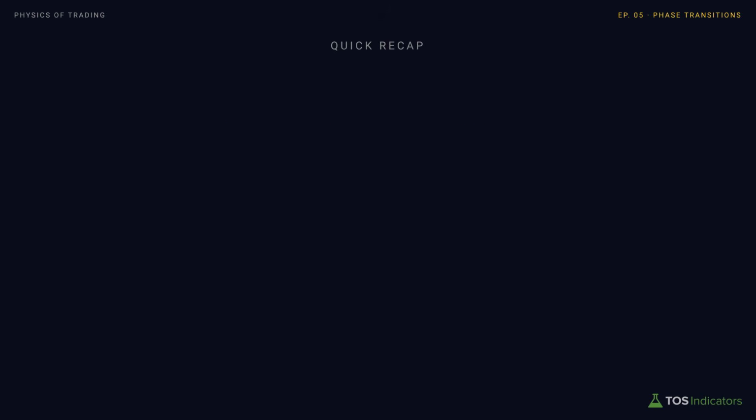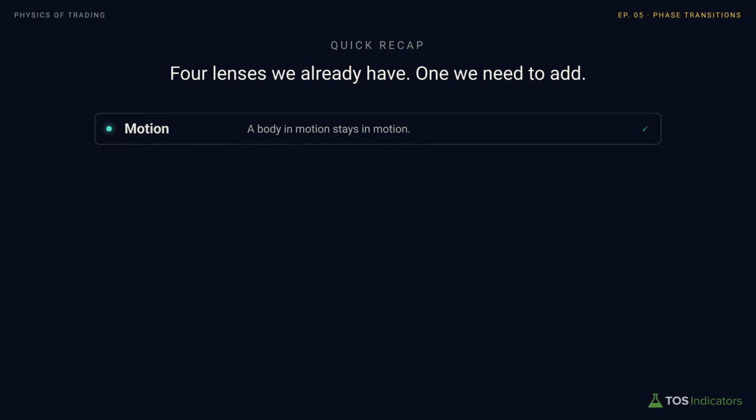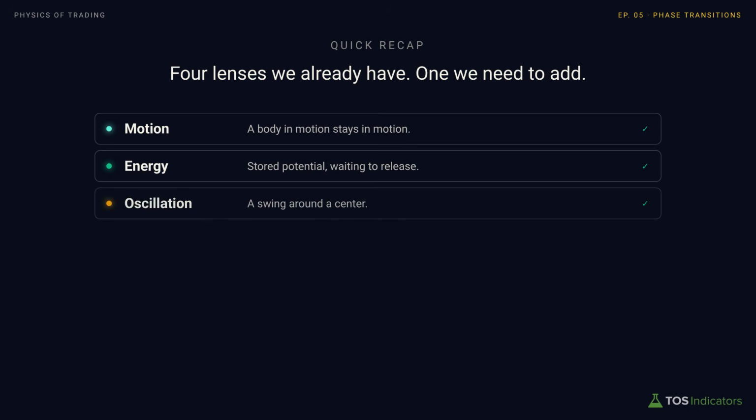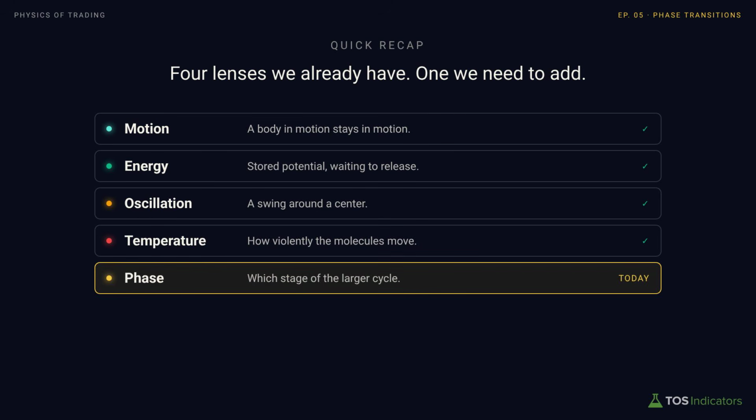Now, a quick recap. So far, we've talked about how a trend is a body in motion. A range stores energy, and an oscillation swings around a center. Volatility is the temperature of this entire system, and with those 4 lenses, you can essentially describe what's happening on any chart at any given moment. Now, what they do not describe is the larger context. They tell you what the market is doing right now, but they do not tell you which act of the play you're currently in. That's the gap that we're aiming to close with today's video.